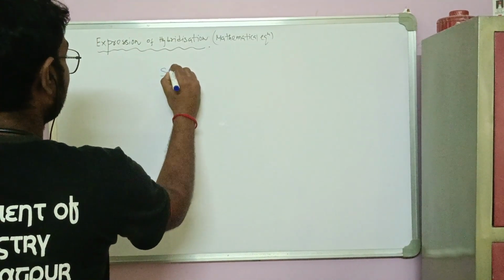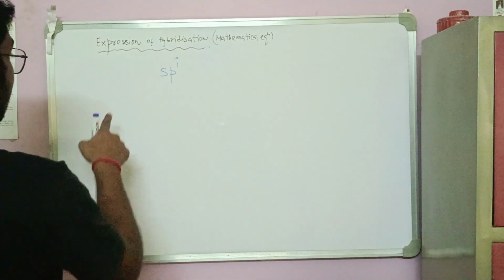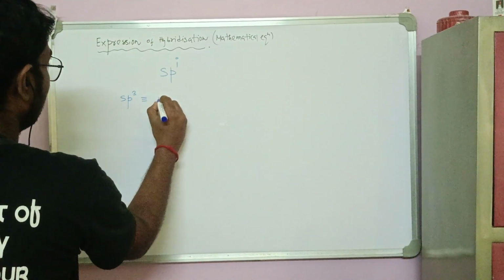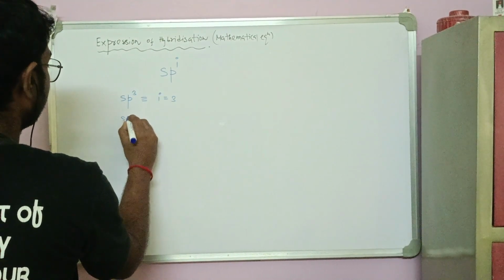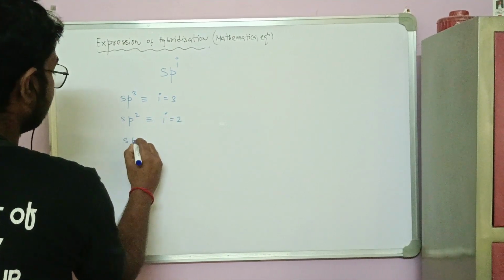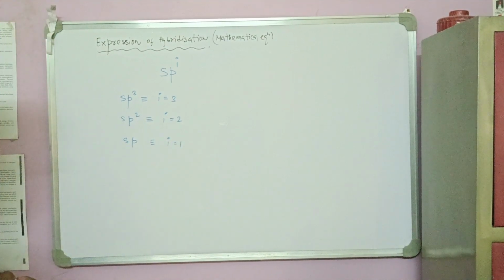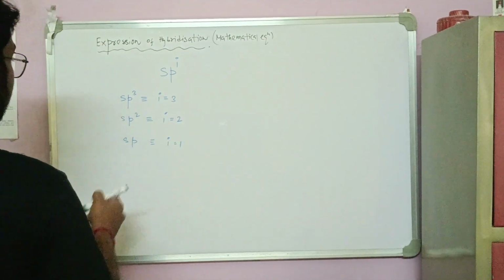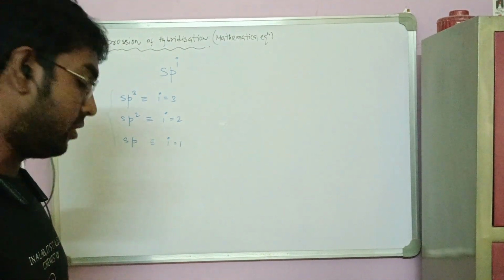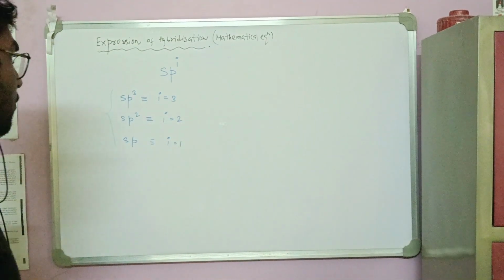So let's suppose I am talking about sp^i hybridization. So what is the value of i? It is easy: for sp3 the value of i equals 3, for sp2 the value of i equals 2, and for sp hybridization the value of i equals 1. So I am generalizing all of the hybridizations, that is sp3, sp2 and sp, in terms of sp^i hybridization, where the values of i are 3, 2 and 1.